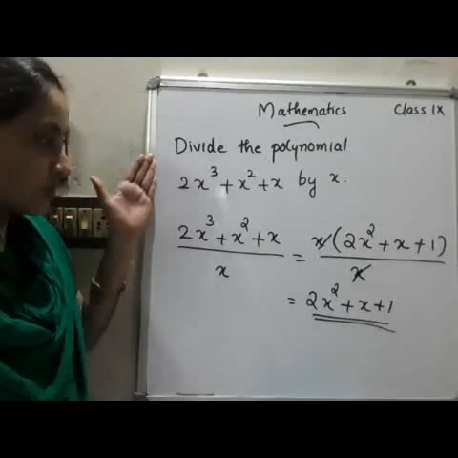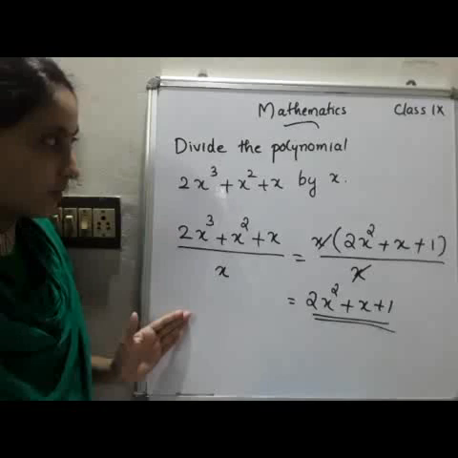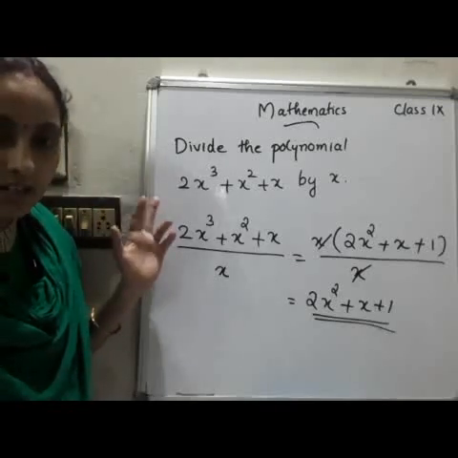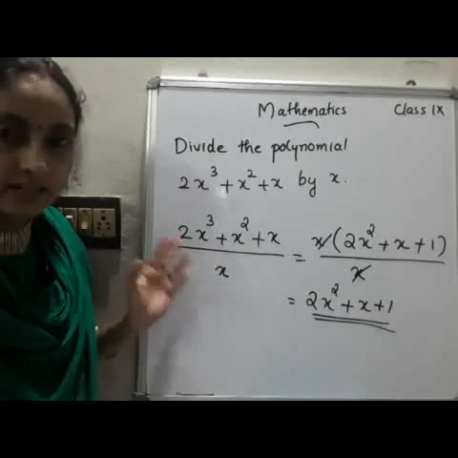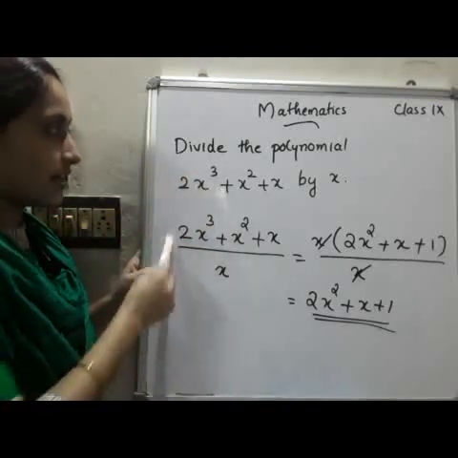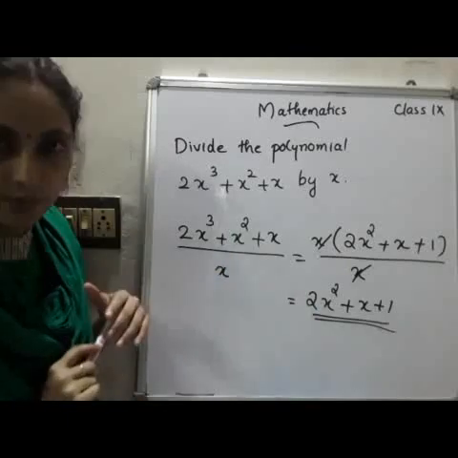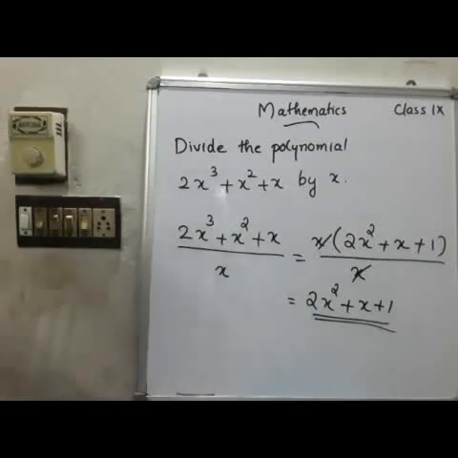So please write this down first. Heading: put today's date and write down the remainder theorem. Remainder theorem. Then write down this: divide the polynomial, this one, and write up to this.